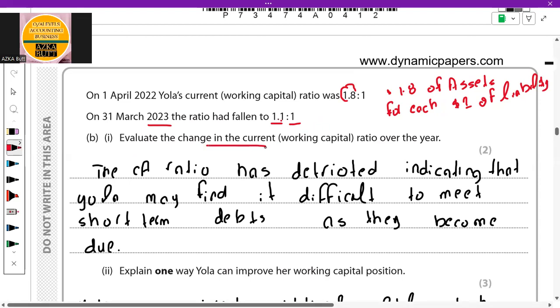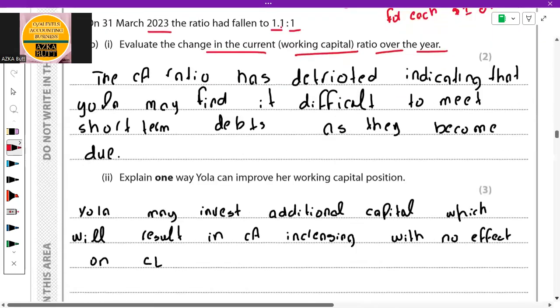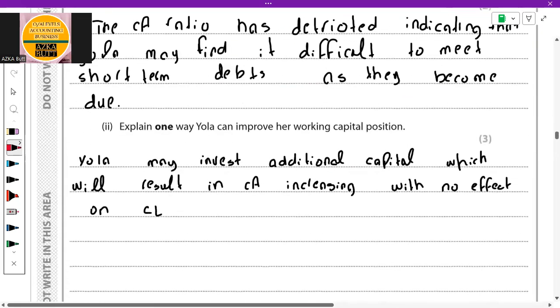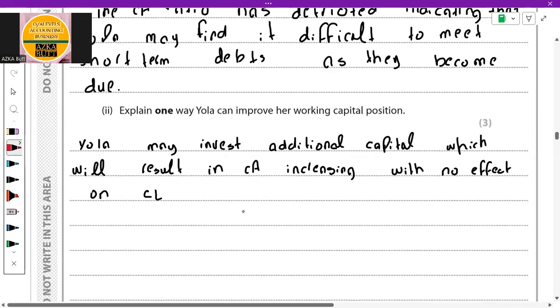Evaluate the change in the current working capital ratio over the year. The current ratio has deteriorated, indicating that YOLA may find it difficult to meet its short-term debts as they become due. So in future they may become bankrupt, or they may not have enough assets to pay their debts.